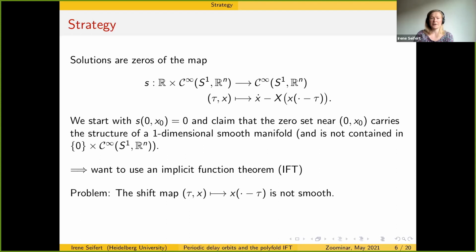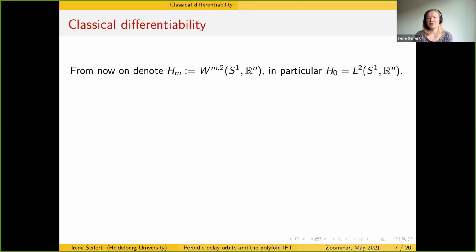But at the same time, that's why we use the scale calculus and the polyfold implicit function theorem, because it comes very naturally. First, let me maybe talk a little about how far we can get with a classical differentiability setting. So for shortness, by H^m, we denote the loops in R^n of Sobolev class m. So in particular, H^0 is the L2 loops.